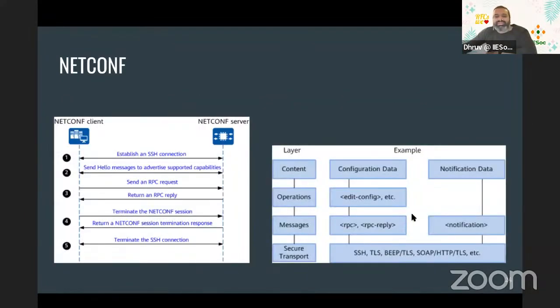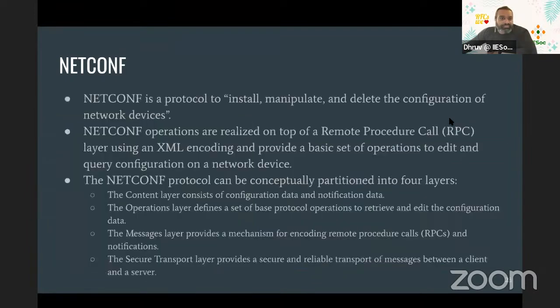And most of this information is very basic, which is available for any NETCONF. NETCONF works on both SSH and TLS. Initially, it was for SSH, later on it got enhanced for TLS as well. And this is basically the layering architecture that you could see. Secure transport at the bottom, you have various messages, operations, and then the content, which is the configuration data or the notification data.